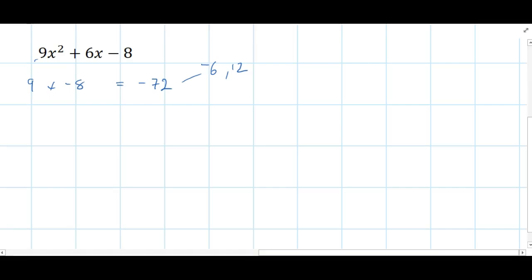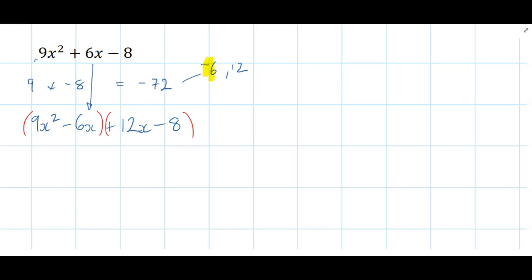So let me move this down here. My 6x now becomes negative 6x. Remember our factor was negative, so we write negative 6x plus 12x. You can't forget that x. So negative 6x plus 12x is 6x. Now we've got our pairs. Let's put some brackets around them to show that's what we're factorising.